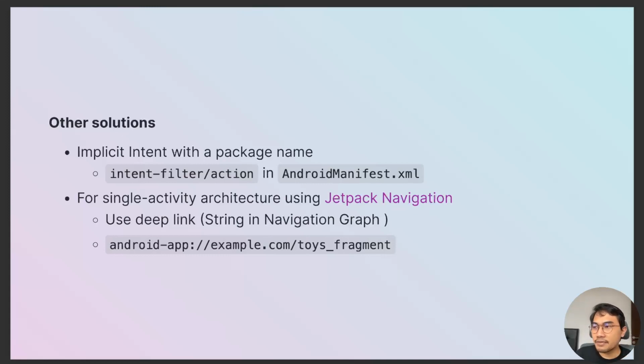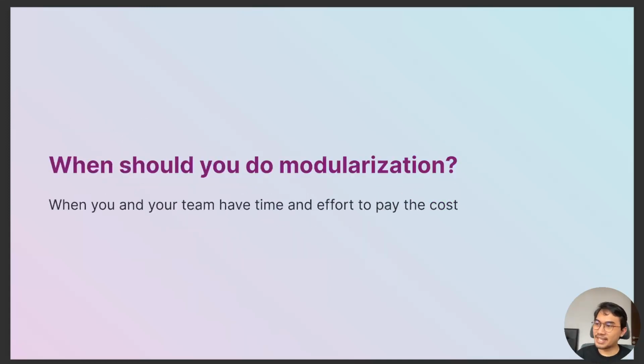And for single activity architecture, we can use a deep link. A deep link is just a string that you define in the navigation graph. For example, this string called toys_fragment. Yep, that's pretty much it.